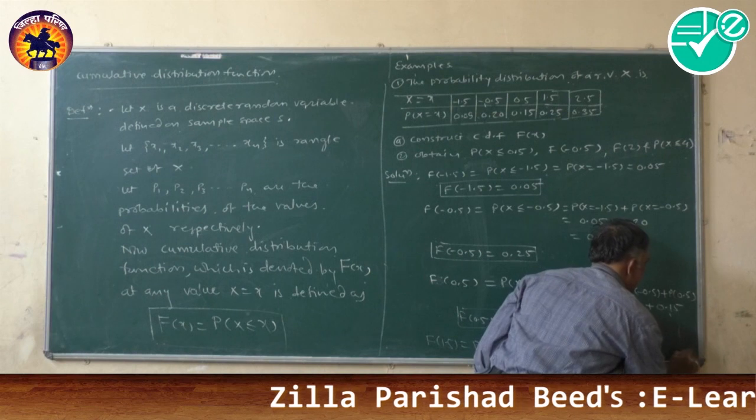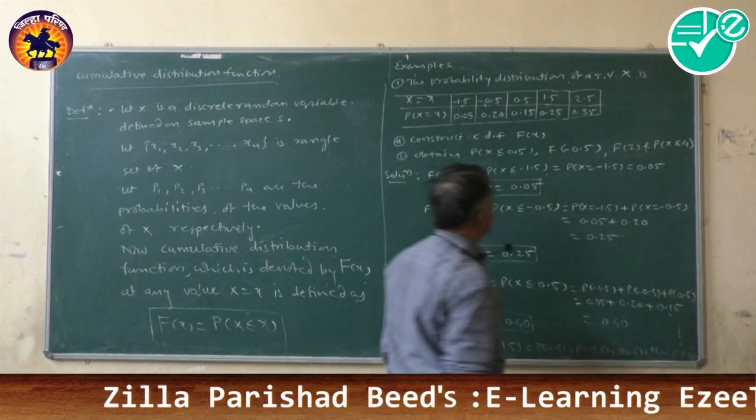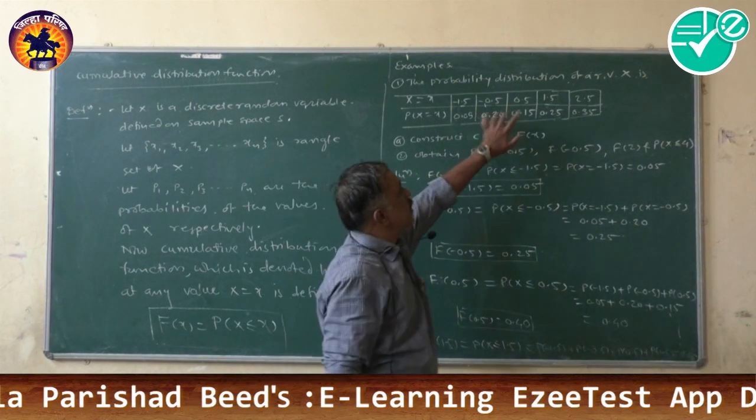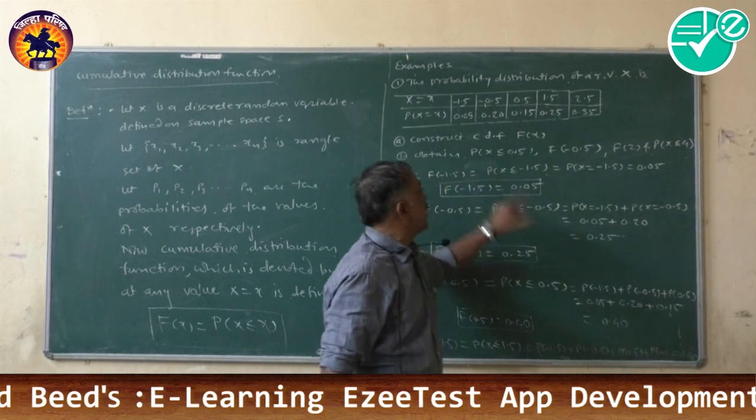I am writing it directly here. You can understand how I get it. 0.05 plus 0.15 plus 0.20 plus 0.25.